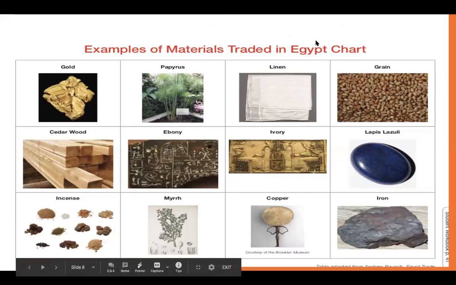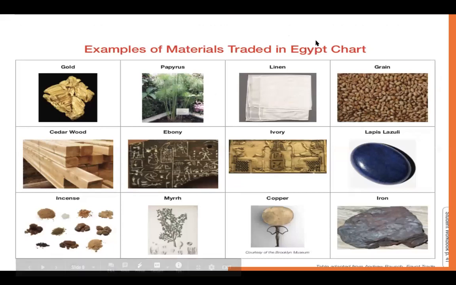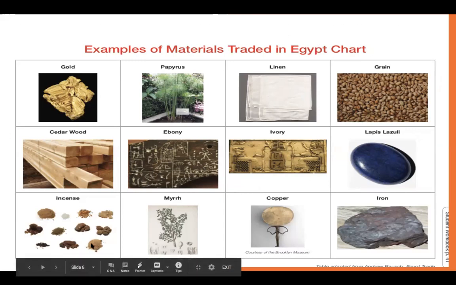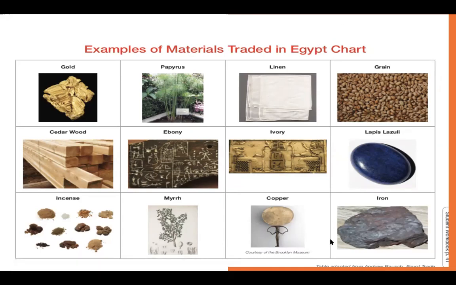Here are some examples of materials traded in Egypt. So we have gold, we have papyrus, we have linen, we have grain, cedar wood, ebony, ivory, lapis lazuli, incense, myrrh, copper, and iron. So these are all different types of materials that were traded in Egypt.